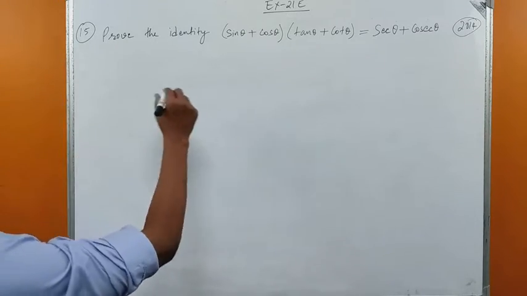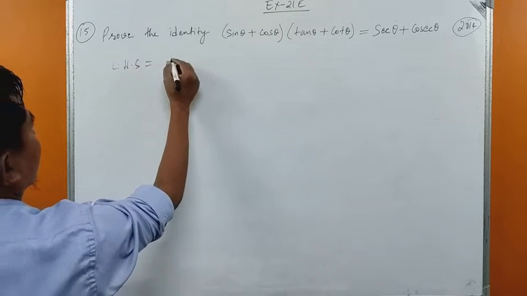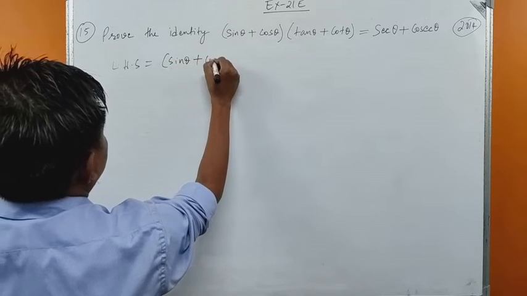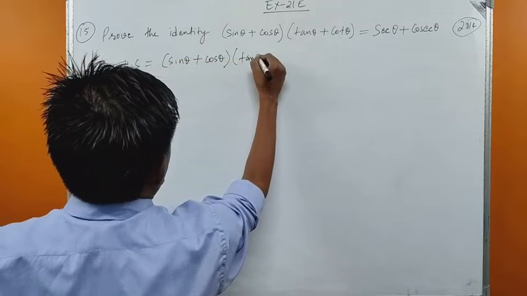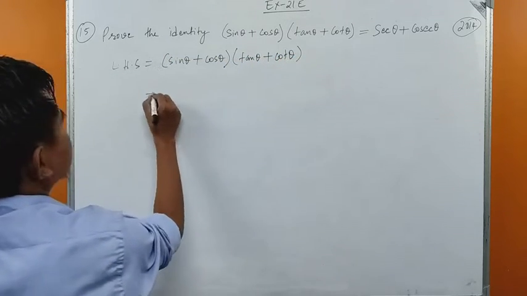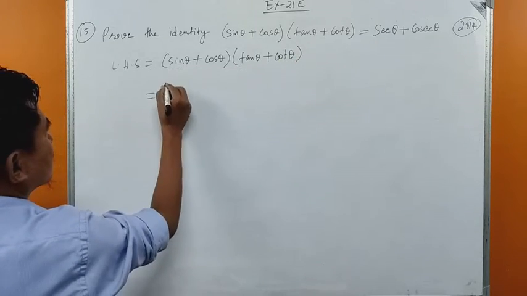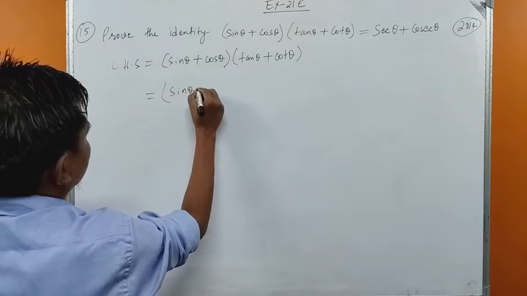So let's do this. LHS equals, we have (sin theta plus cos theta) into (tan theta plus cot theta). So we are going to use this and prove this equals sec theta plus cosec theta. Okay, so let's copy this as it is, sin theta plus cos theta.